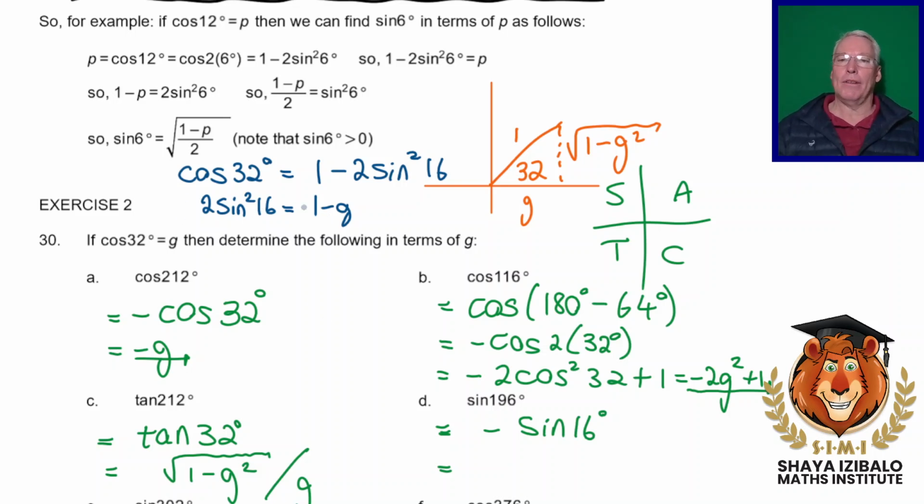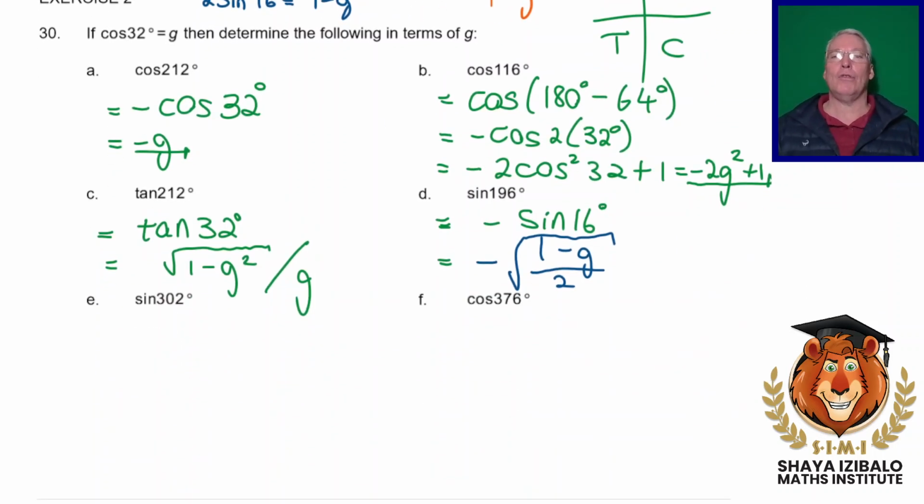This is going to allow me to solve for sine of 16. I would divide both sides by 2, and then I would square root both sides. So in fact, sine of 16 is actually going to be 1 minus g over 2, all square rooted. Okay, now for the sine of 16, when we square root, we could have plus or minus, but sine of 16 we know is positive, right? So in fact, it will be positive, but then we've got that negative that was there already. Okay, that's a little tricky, but not too bad.